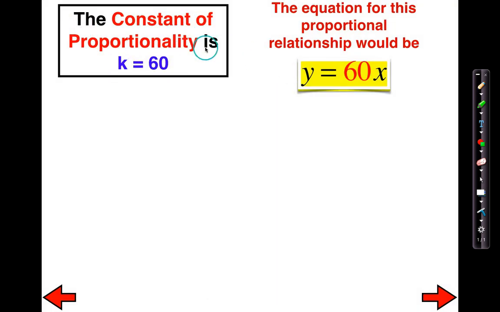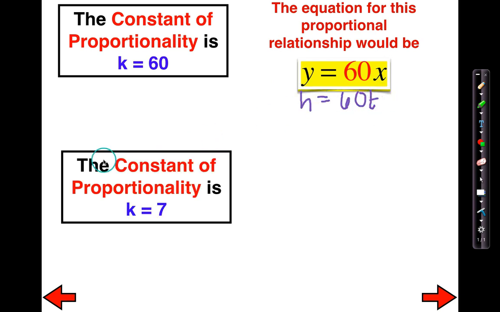Okay, so the constant of proportionality was 60. The equation was y equals 60x, or using the variables that they gave us, h equals 60t. Okay, here the constant of proportionality is 7. So what would the equation be? Well, it's going to follow the format y equals kx. So it's going to be y equals 7x. So we're just going to replace k with a 7, but keep the x.